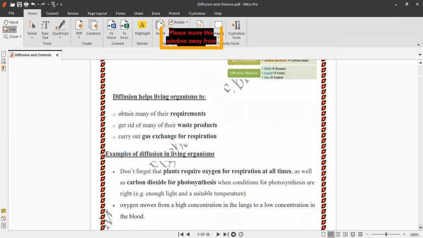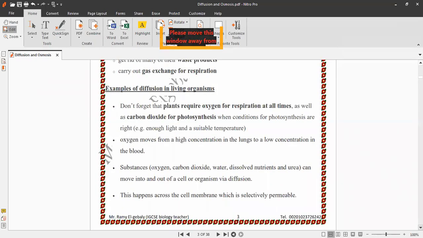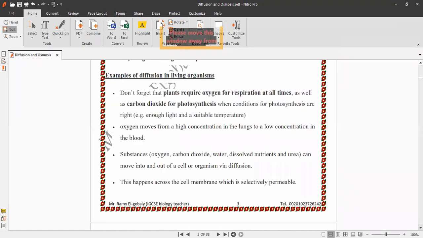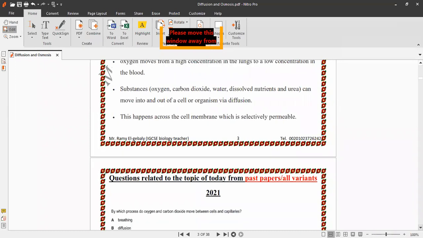How does diffusion help living organisms? To obtain requirements, to get rid of waste products and to carry out gas exchange for respiration. For example, diffusion of oxygen in and out of the plant, and also diffusion of carbon dioxide in and out of the plant during photosynthesis and respiration. Diffusion of oxygen, carbon dioxide, water, dissolved nutrients and urea into and out of the cell or organism.